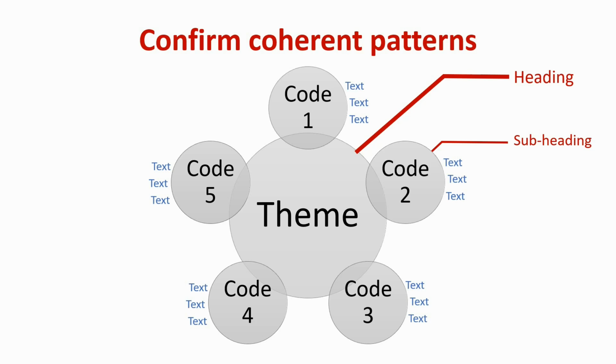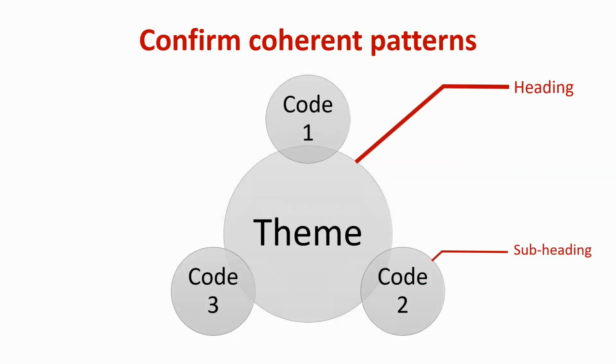and can you use it to create an argument that would eventually contribute to answering your research question? If a code cannot stand on its own, you can combine it with other codes in the same theme, or you can move the code to a different theme altogether. This all depends on the story you would like to tell.